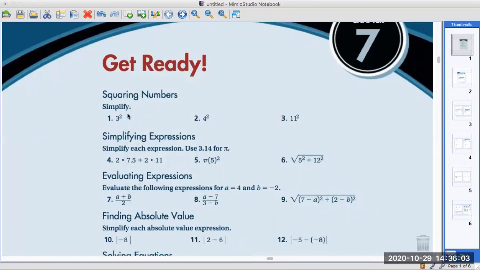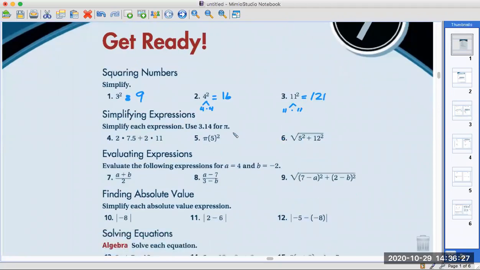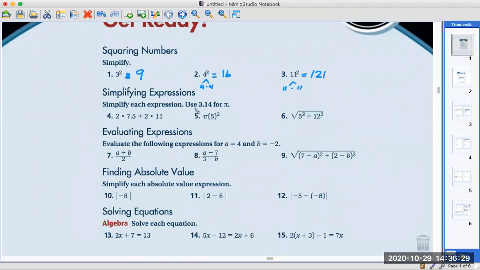So squaring numbers. Review. 3 squared. It's not 6. It's 3 times 3, 9. You can use a calculator. 4 squared, 4 times 4, 16. 11 squared, 11 times 11, 121.